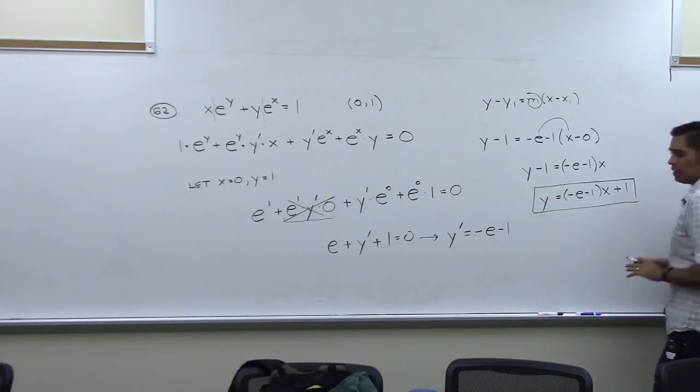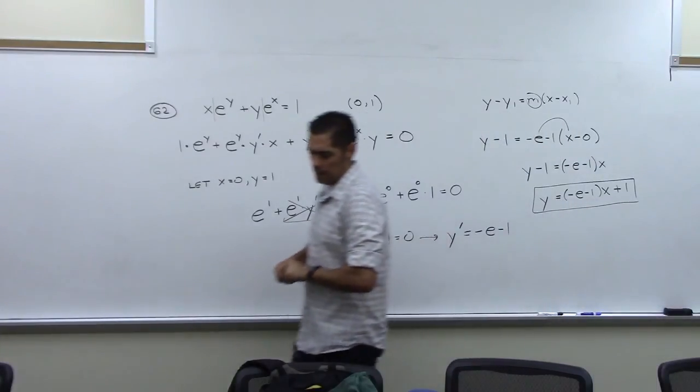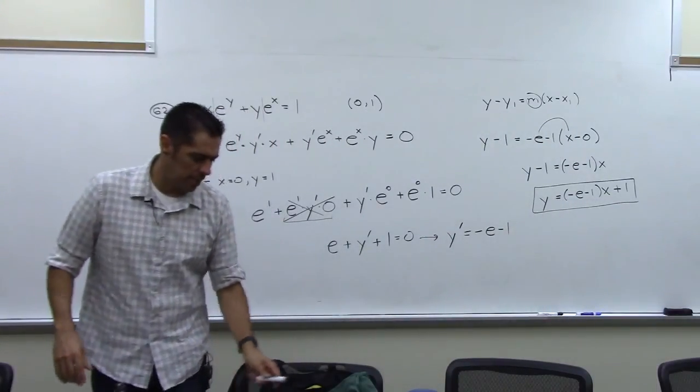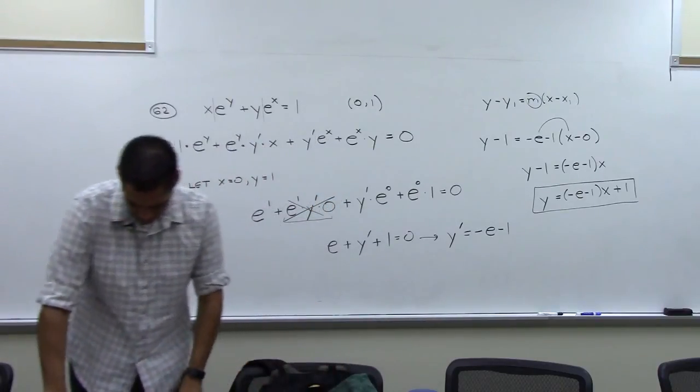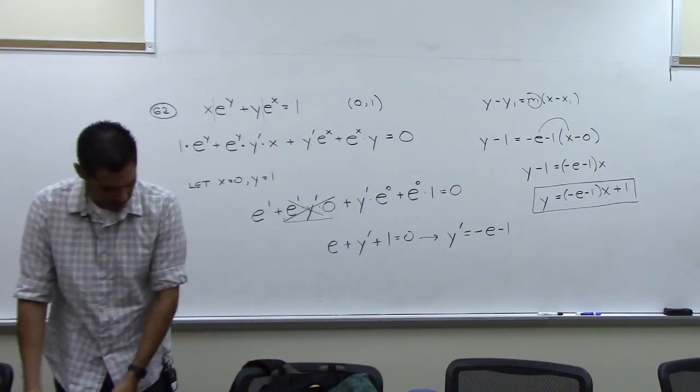That's a weird looking equation of a tangent line, but it is the equation of the tangent line nonetheless. All right, that's it. 3, 3 is done.